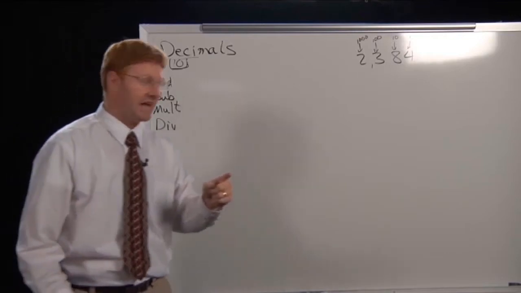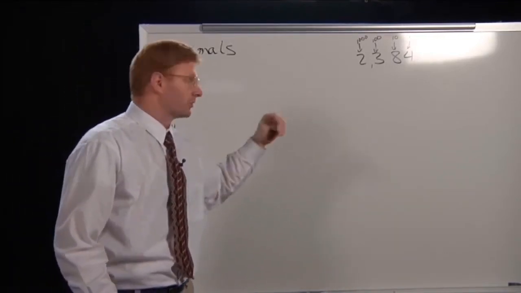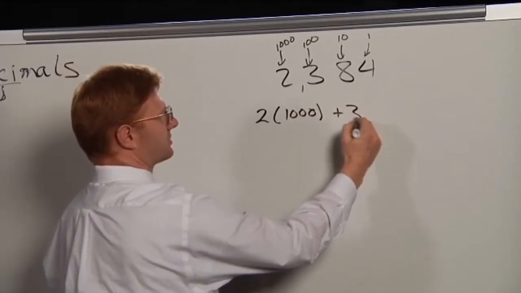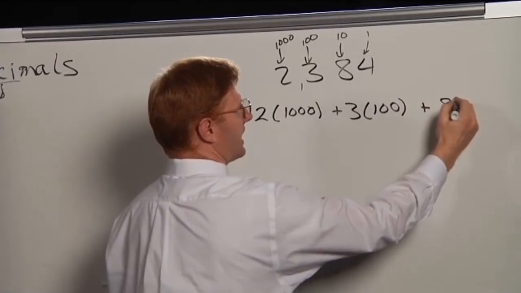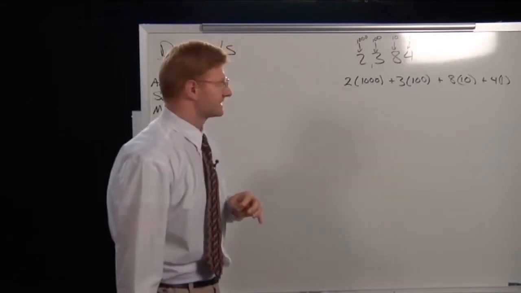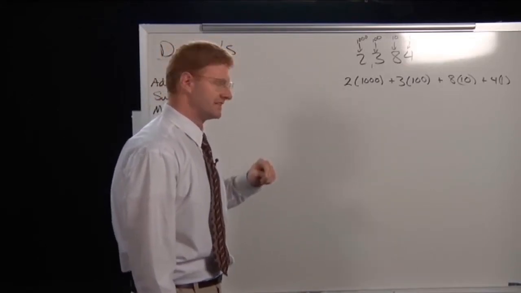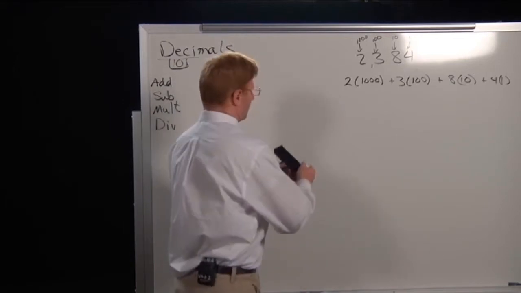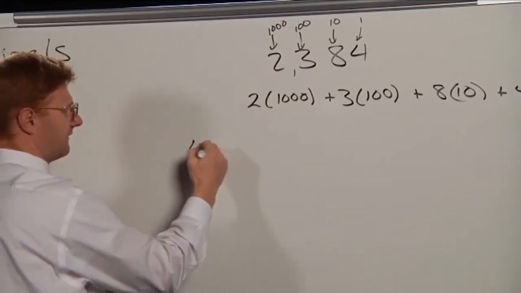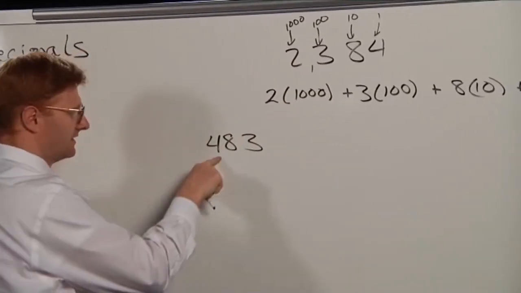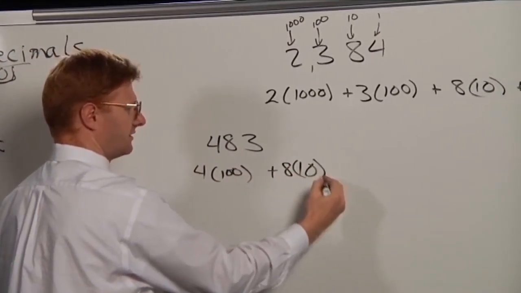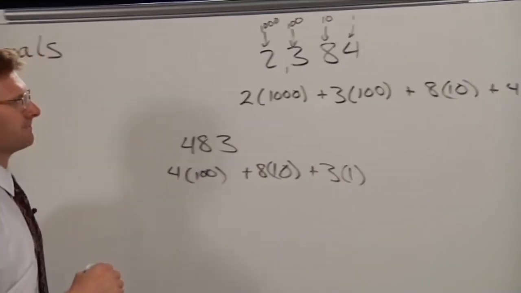Now in adding decimals, breaking them up is actually the most important thing to do. The representation of this as 2 thousands plus 3 hundreds plus 8 tens plus 4 ones may seem quite tedious, but it actually becomes one of the most important things in addition. When we take this right here and we try to add this number to, say, 483, this is 4 hundreds plus 8 tens plus 3 ones.